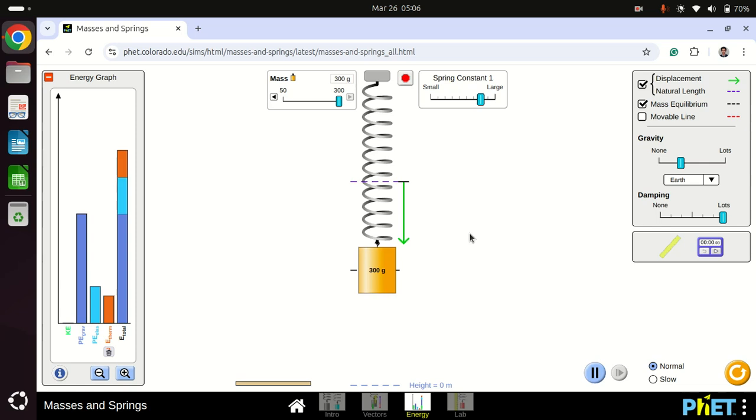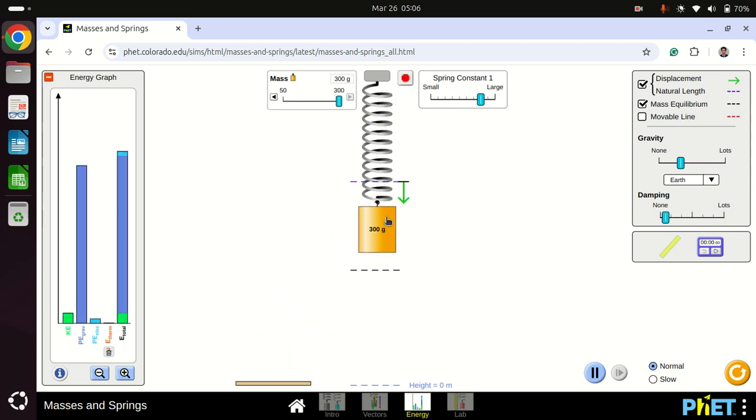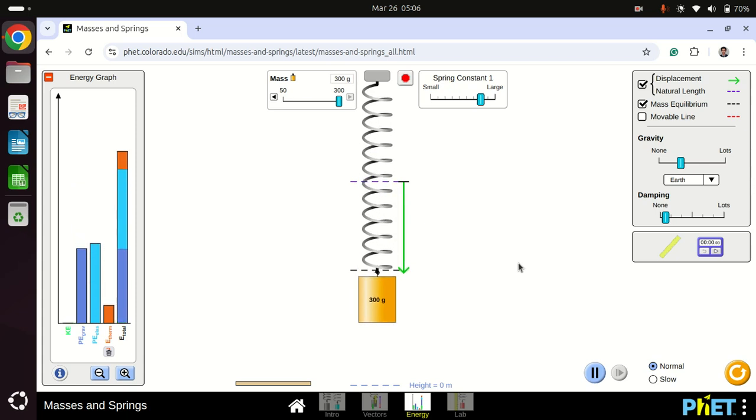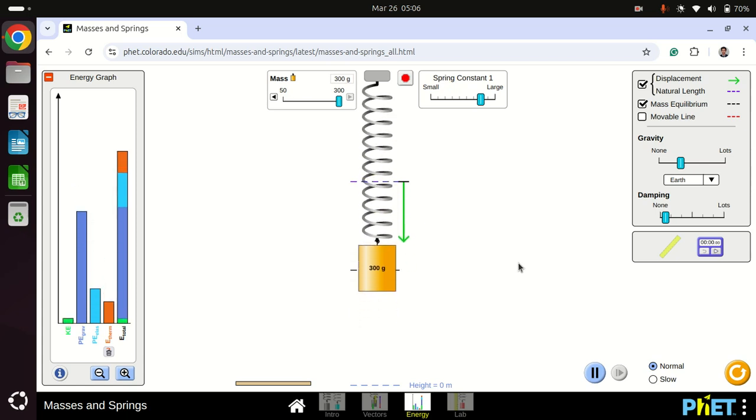See, it is stopped within 2 or 3 cycles. Now I will decrease the damping, and again if you see, now it is oscillating, but the amplitude is going to decrease gradually, and after some time the oscillation will stop, and this will attain its equilibrium state, right? You can see the amplitude is going to decrease, and in a few seconds it will be at the equilibrium state.